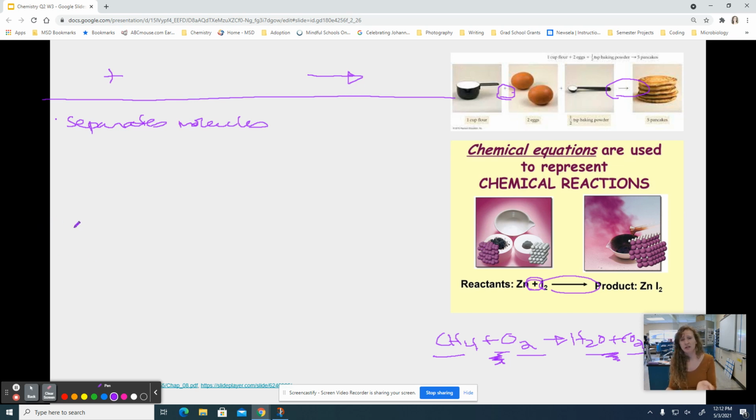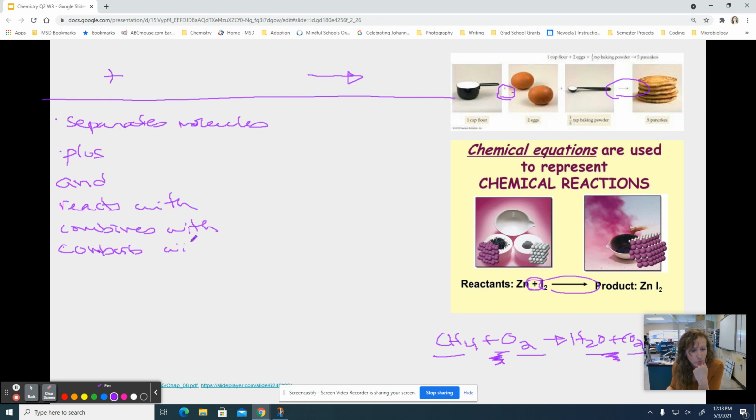So that plus sign might be communicated using different words. This would be a really good place to pause the video and see how many different words you can come up with that could replace that plus sign in a sentence. You might even see the word plus. And is a really common word. You can also see words like reacts with or combines with, or it could be more specific like combusts with, right? Or you could just see the word with.